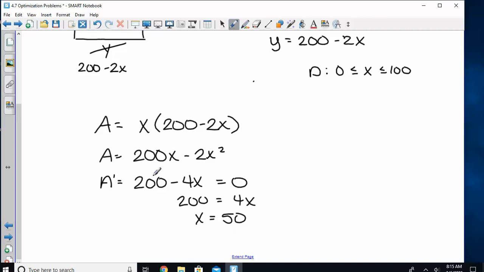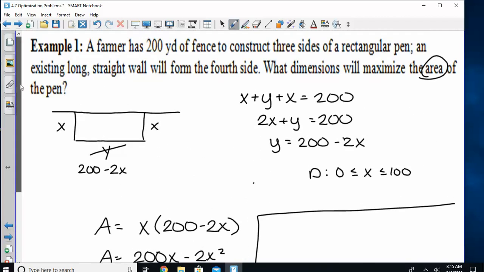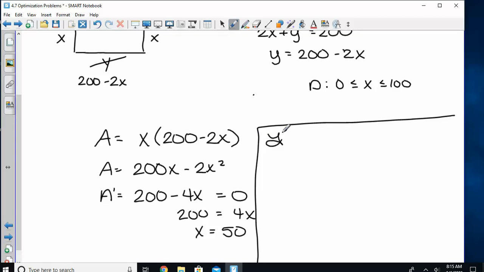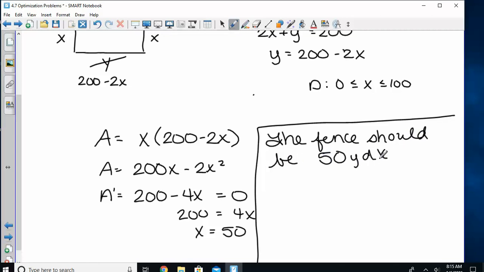How do you think I want you to answer this in the sentence? We don't have to really worry about, is 50 between 0 and 100? Yes. I didn't get more than one answer, so I don't have to figure out which one to pick. 50 is my answer. So I do want you to answer the question with the sentence. I just asked what dimensions. So the fence should be 50 yards by, the other side was 200 minus 2x, so 200 minus 2 times 50, and 100 yards.